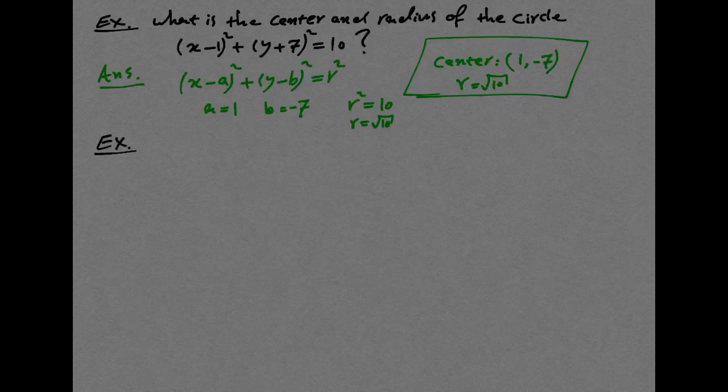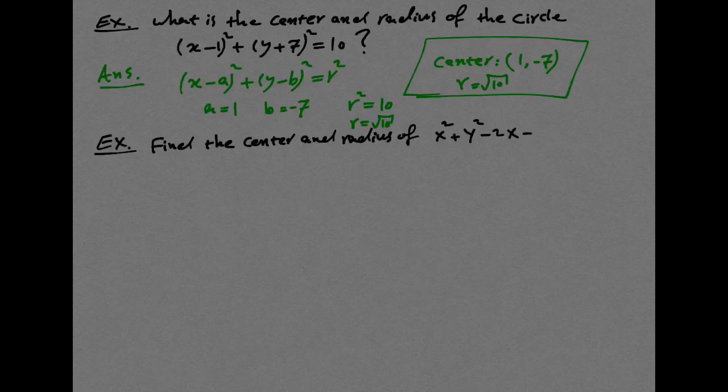Alright, now for this example, I'm going to make it a little bit more involved than the previous examples. So let's see. Find the center and radius of this circle: x squared plus y squared minus 2x minus 4y minus 4 equals 0.